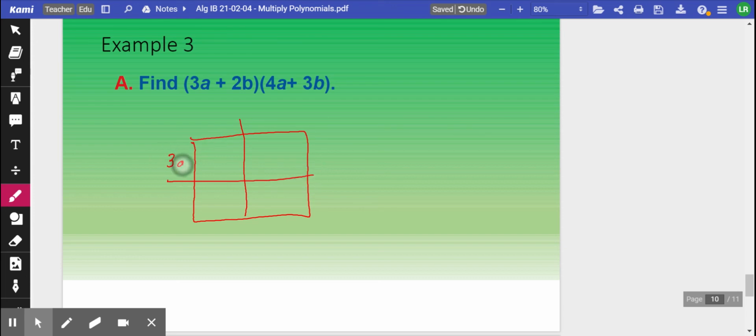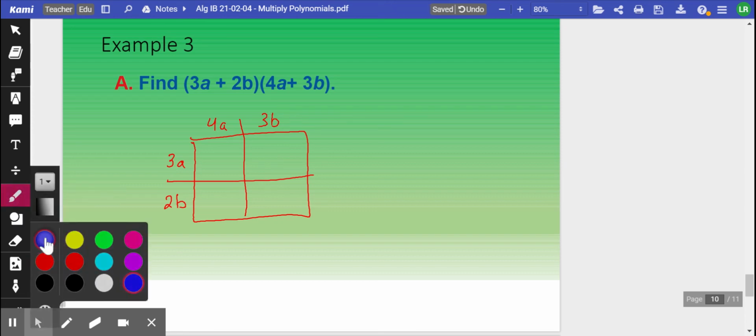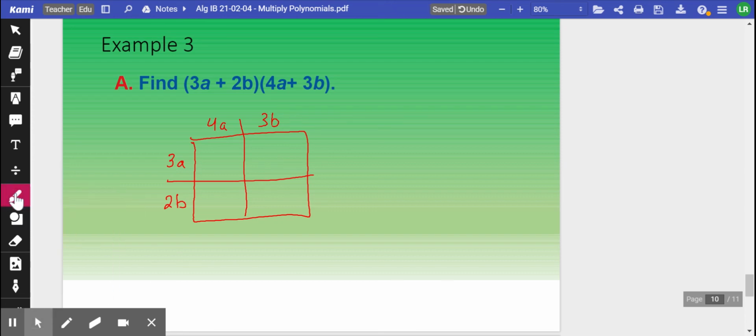And really doesn't matter which one you put where. I'm going to put the 3a plus 2b on the side. I'm going to put the 4a plus 3b on the top. Okay. And then we multiply. So 3a times 4a be 12a squared. 3a times 3b, that'd be 9. Now they're different letters, so I just put them down a, b. And I try to be consistent and put them in alphabetical order.